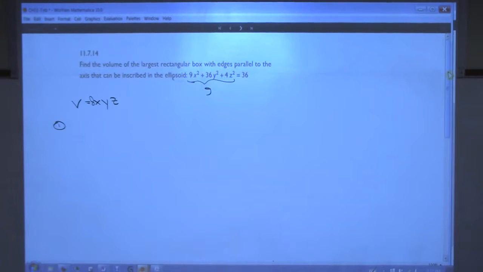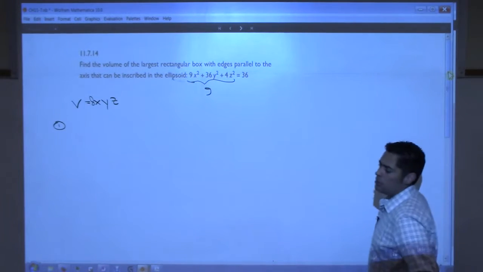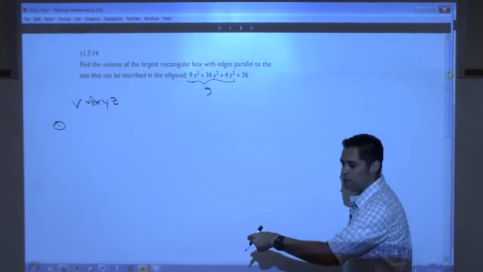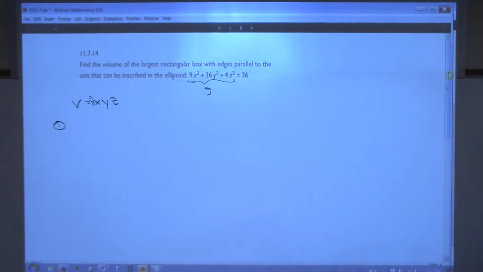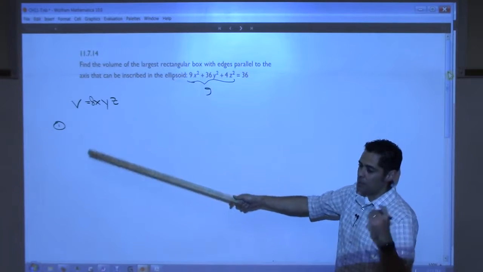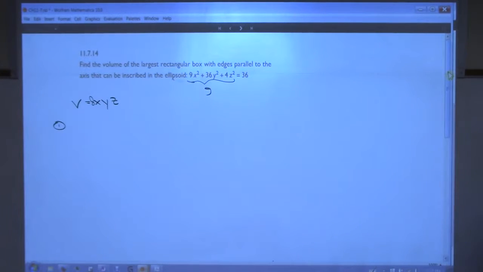Pardon? Do we have to consider that? Have to consider what? In this situation? The 8? The 8 won't matter for the x, y, and z that make it the max. The actual maximum volume, we need the 8, but to get the x, y, z, it wouldn't matter. But it says find the volume, though. So if you left the 8 out, just remember to multiply it by 8 at the end, yeah.